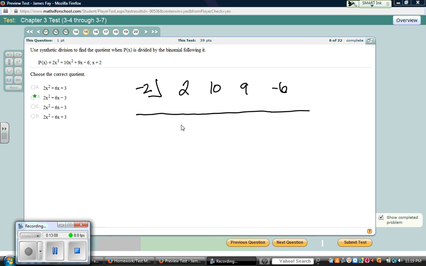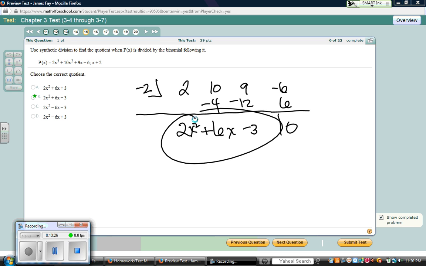Bring my 2 down, multiply gives me negative 4. Bring my 6 down, multiply gives me negative 12. Bring my negative 3 down, gives me a positive 6. There's my 0. Now, this is x squared, and this is x. And there's my polynomial. Option B.